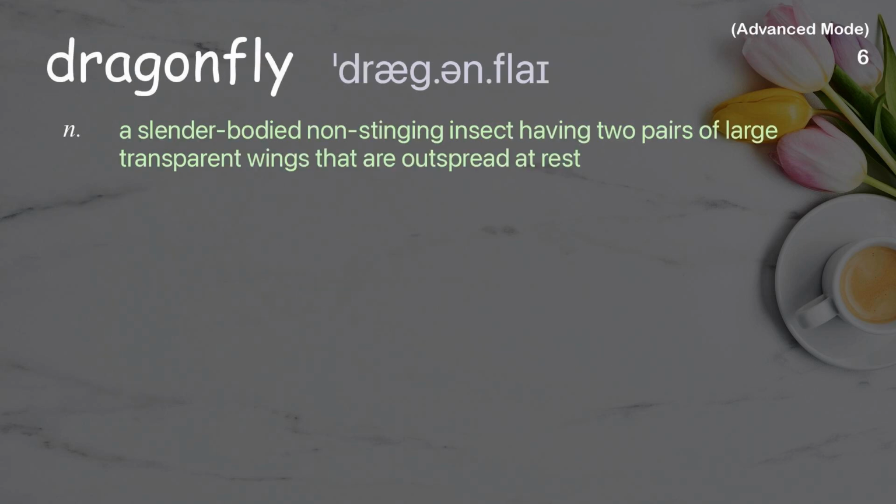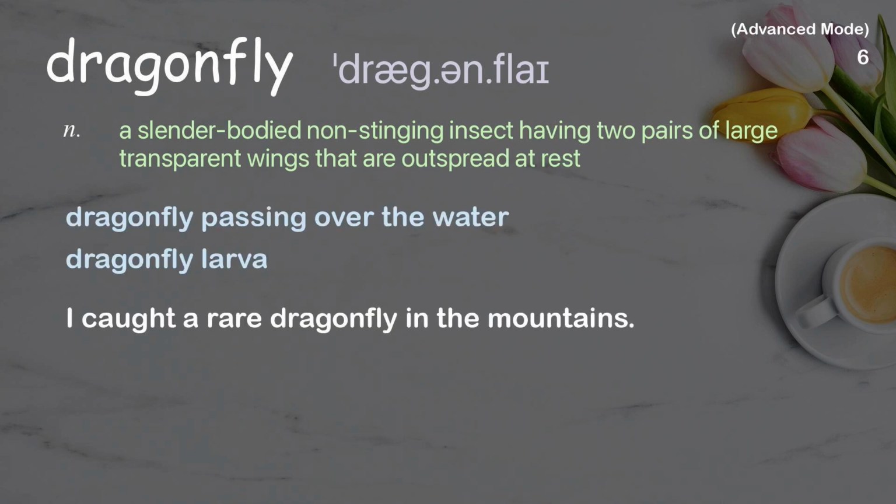Dragonfly. A slender-bodied non-stinging insect having two pairs of large transparent wings that are outspread at rest. Examples: Dragonfly passing over the water. Dragonfly larva. I caught a rare dragonfly in the mountains.